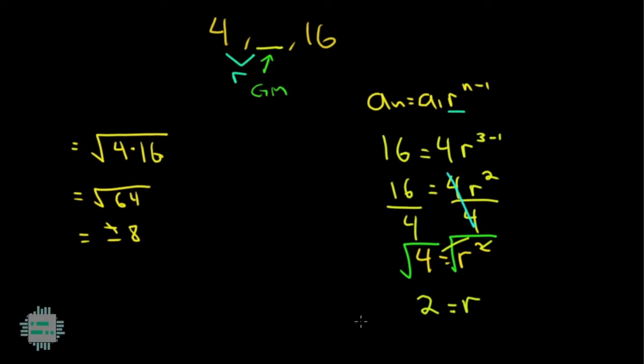If that is positive 2, then 4 times positive 2 is going to be positive 8. If this is negative 2, then it is going to be 4 times negative 2, which is negative 8. And then multiply again there, and you get the same third value.